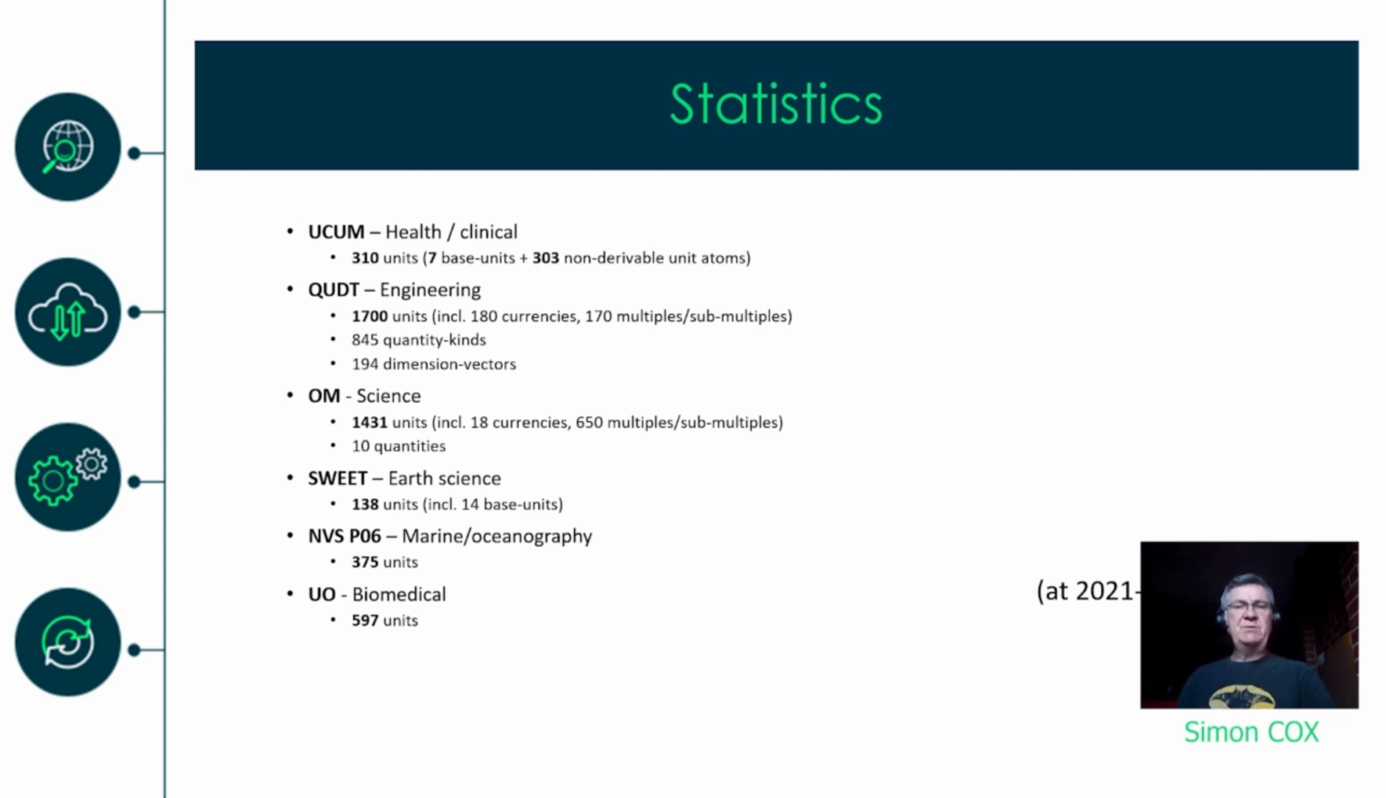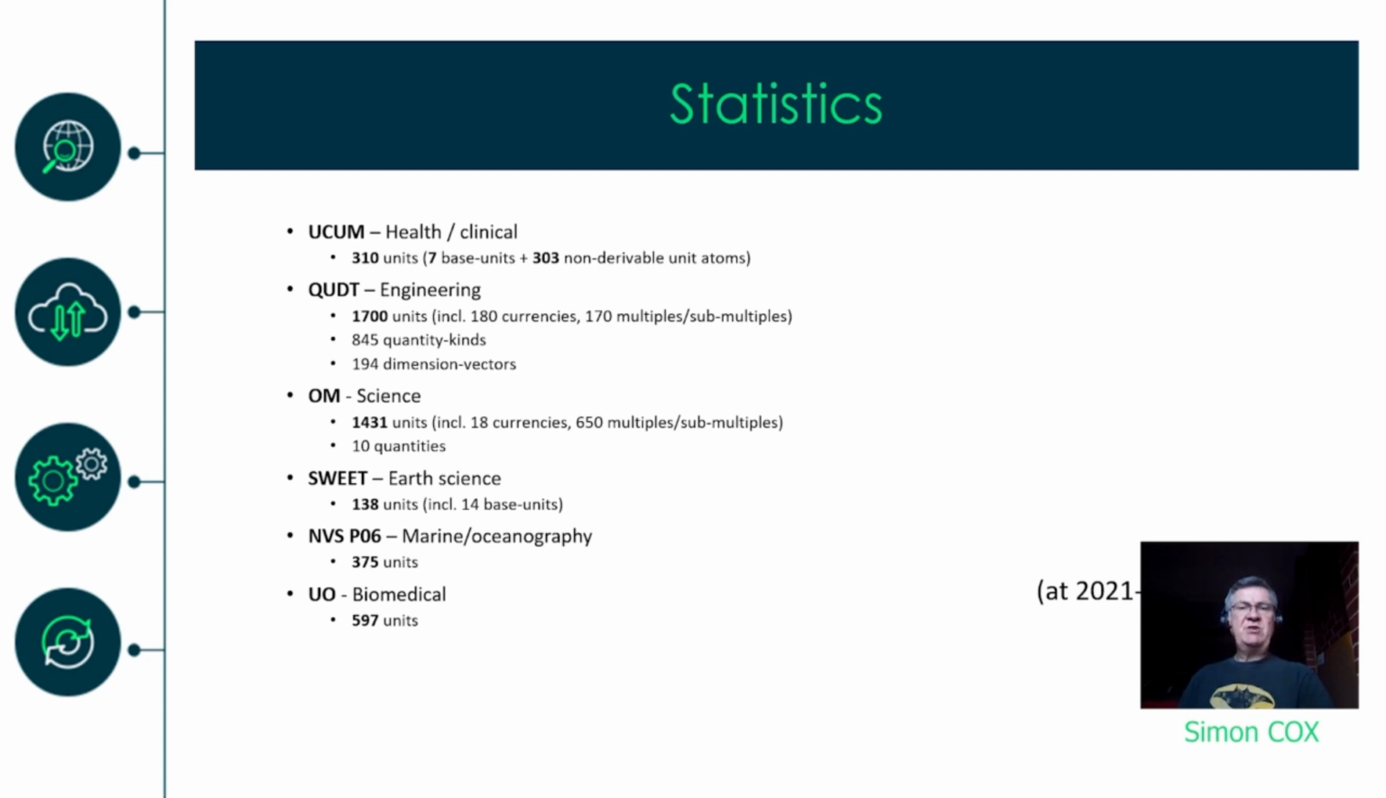UCOM is in principle the most parsimonious, as it only has the unit atoms that can then be combined to build an unlimited set of derived units, but there are still 310 entries. QUDT is the biggest in this survey at 1700. However, 350 of these units are either currencies, oh dear, or multiples or submultiples of simple units. QUDT also has substantial catalogues of more than 800 quantity kinds and around 200 dimension vectors.